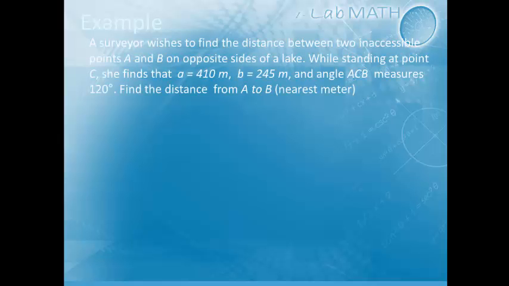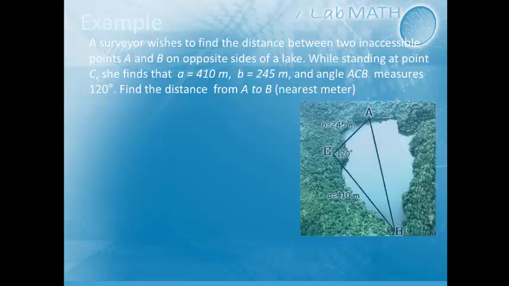Okay, we have this example in a problem. A surveyor wishes to find the distance between two inaccessible points A and B on opposite sides of a lake. While standing at point C, she finds that side A is 410 meters, side B is 245 meters, and angle ACB measures 120 degrees. Find the distance from A to B, rounded off to the nearest meter.